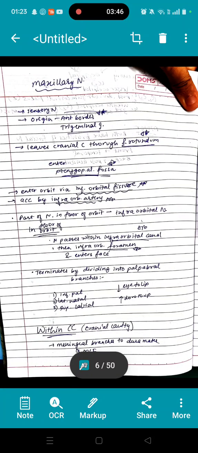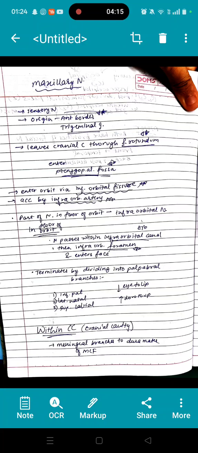Maxillary nerve is a sensory nerve originating from the anterior border of the trigeminal ganglion. It leaves the cranial cavity through the foramen rotundum and enters the pterygopalatine fossa. It then enters the orbit via the inferior orbital fissure, accompanied by the infraorbital artery.